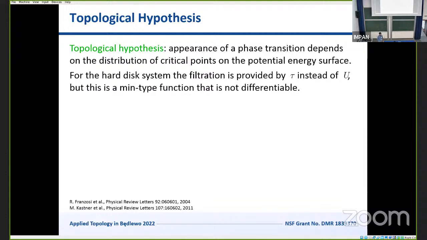Well, if we have a space and we've got a natural Morse function that we can use, we might look for the critical points and look at the distribution of those critical points. Our natural function, I claim, since we've passed to the hard disk system, is tau, and it's not differentiable.